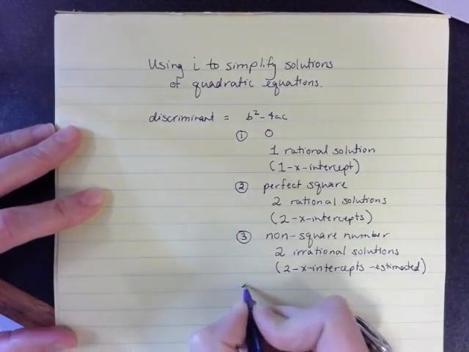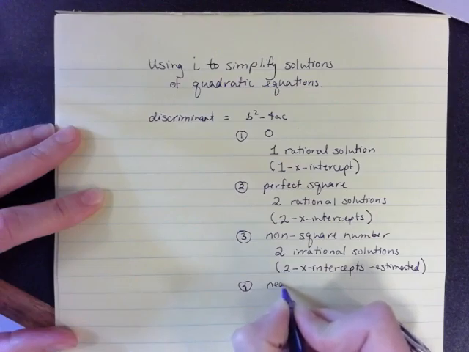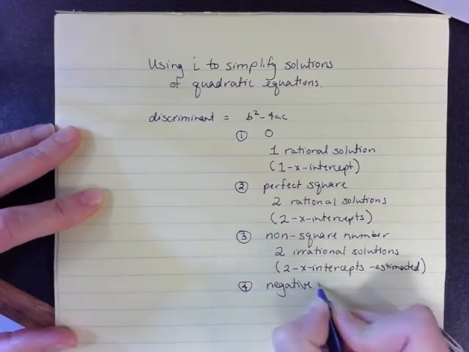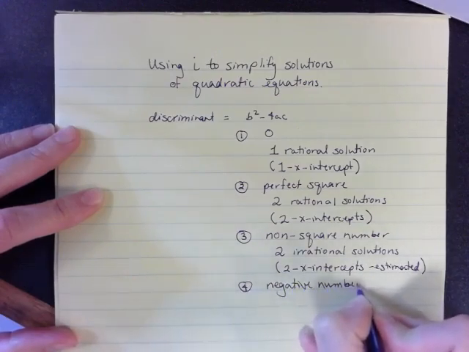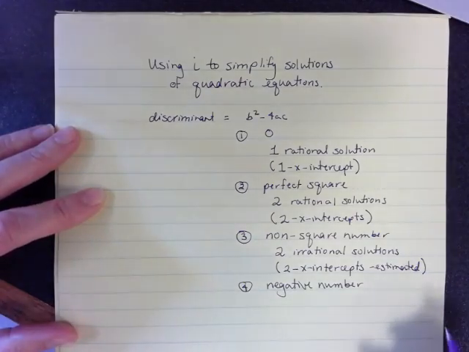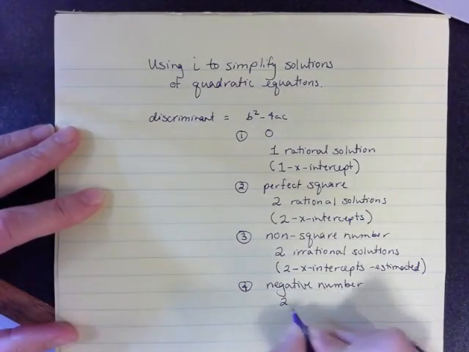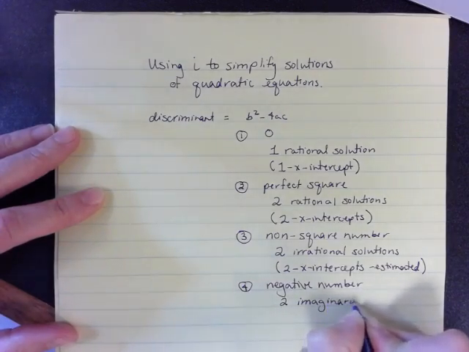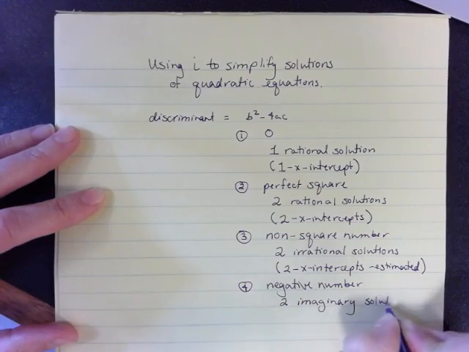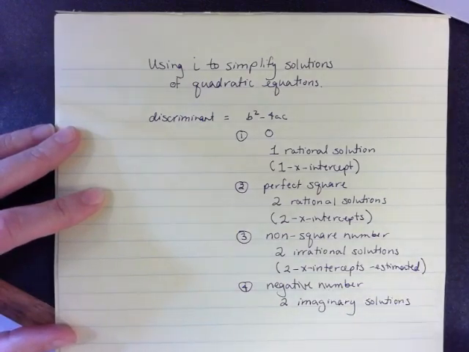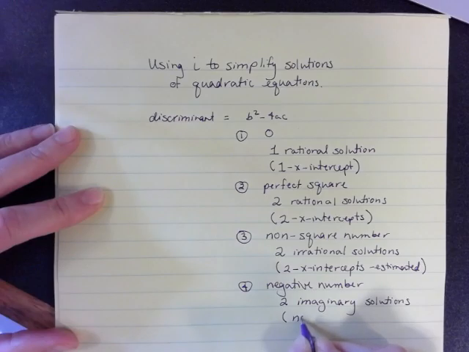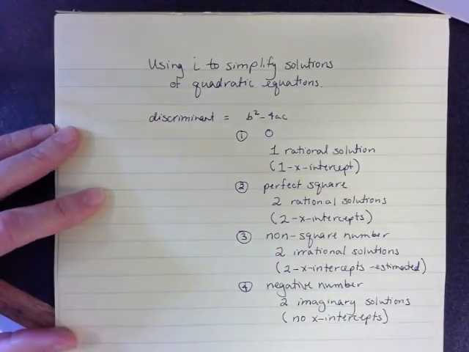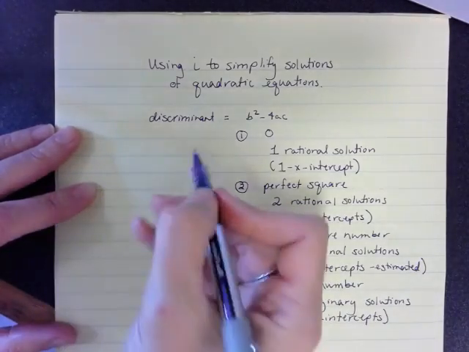And of course, the last one is a negative number, any negative number at all. If we have a negative number, then we'll have two imaginary solutions. And what does that mean? That means there are no x-intercepts because it's imaginary. Okay? So let's go back to this one.